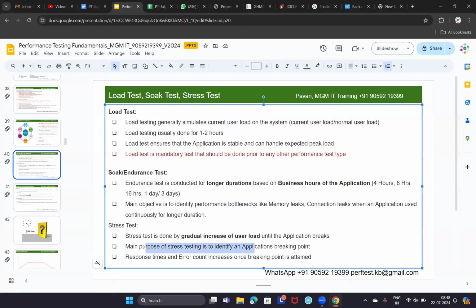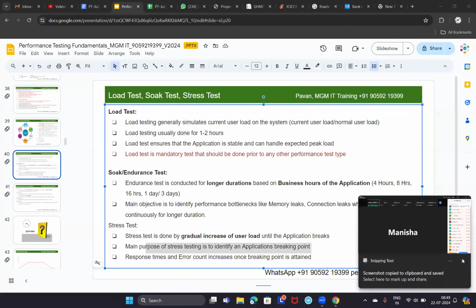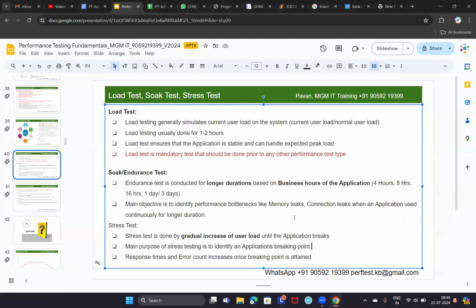Now, the main purpose of stress testing is to identify an application's breaking point. What is the purpose of stress testing? To identify an application's breaking point. What is meant by breaking point? At what load your application breaks, means at what load your application shows degraded performance. Let me share my screen. So what is meant by breaking point of an application is at what time your application will start showing degradation in the performance. Okay. So how is stress testing done?